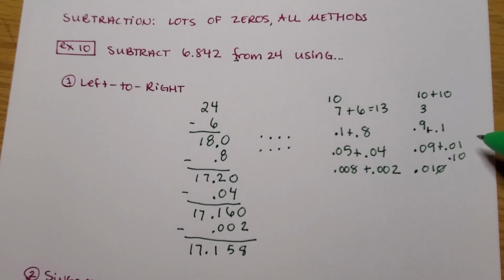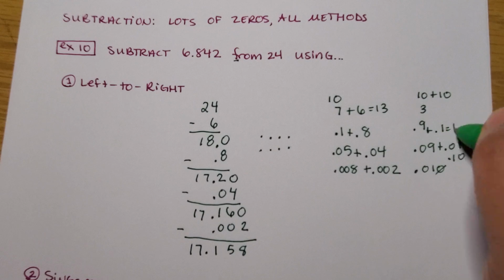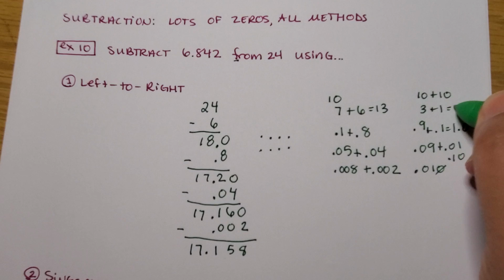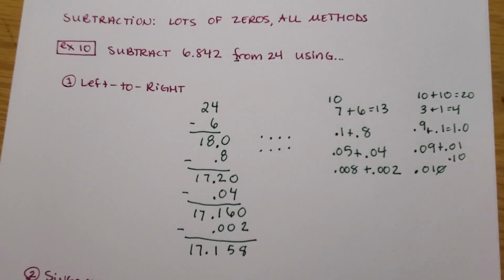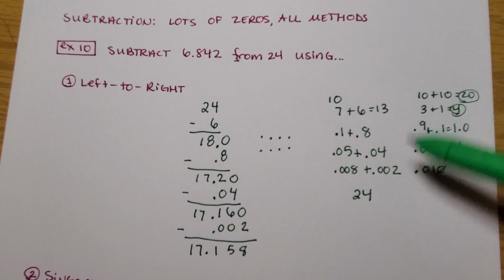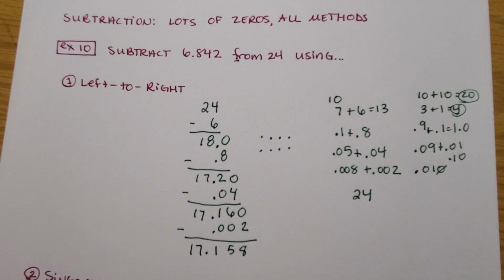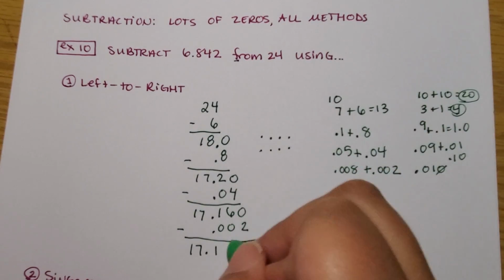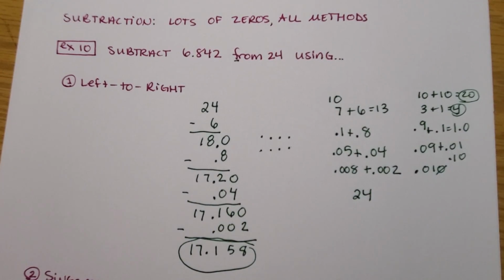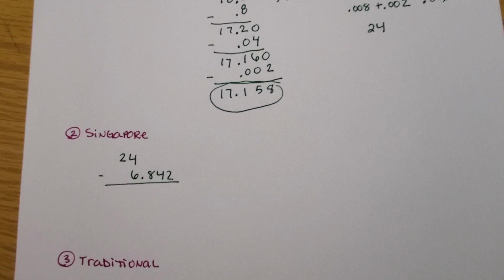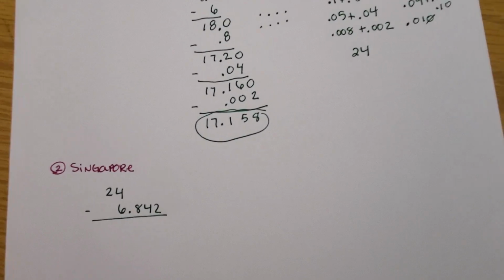So 9 plus 1 is 10, so that gives us 1.0, which is the same as 1. So that gives us a 4, and that's a 20. So 20 plus 4 gives us 24, which is what we subtracted from. So since we got what we subtracted from, that means that this answer is correct. Now let's do the subtraction problem using both the Singapore and the traditional method. So I've set up my Singapore method here.